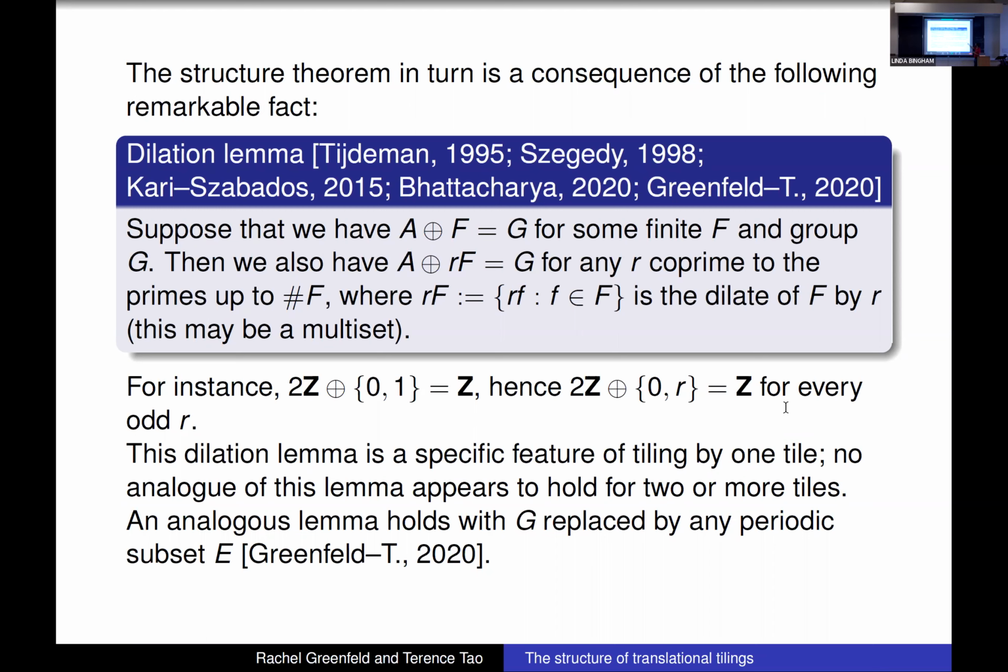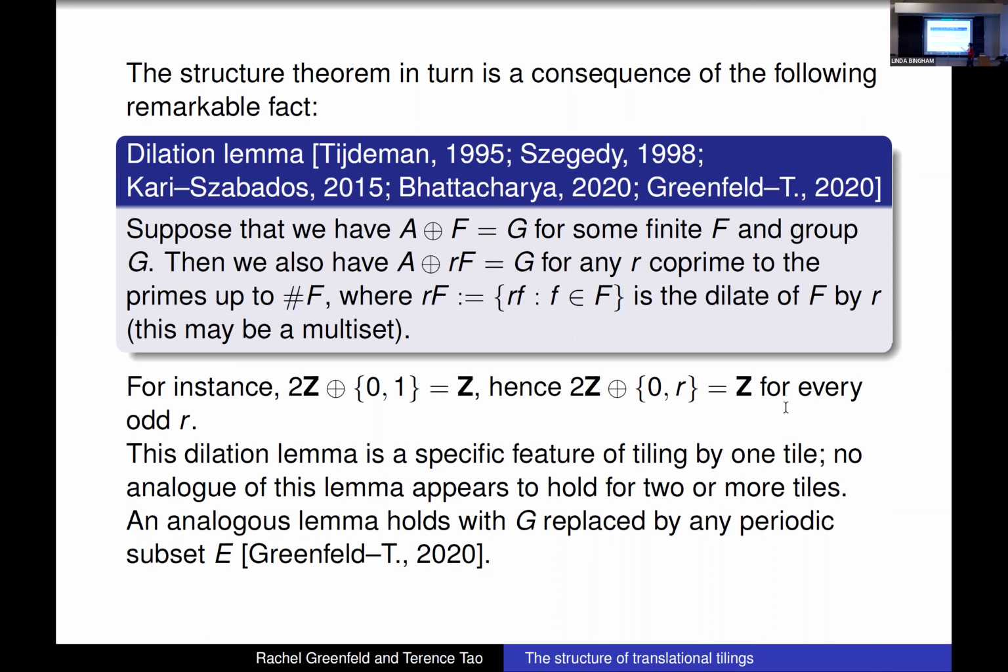What this theorem says in this very simple case is that you can dilate this tile by any odd number. You take any odd number R, and you dilate {0, 1} to {0, R}, and this is still a tile by the same shifts. If you shift {0, 3}, for example, by the even numbers, you will still tile space. But it's not entirely obvious why this is the case.